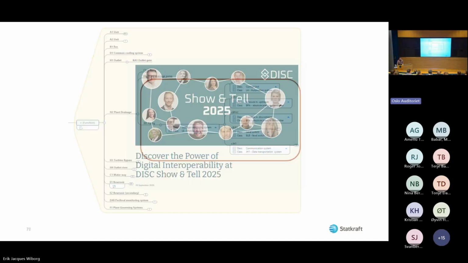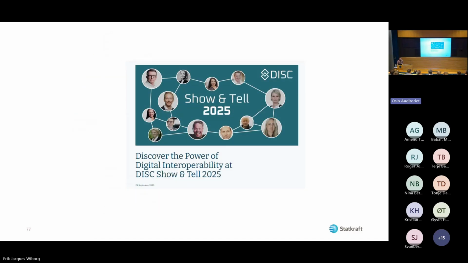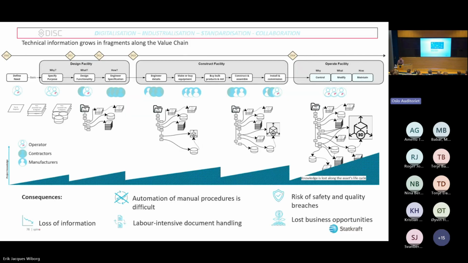Last week, I was at an oil and gas conference, Disc Show and Tell, and I saw a slide that was really, really interesting, which I thought I was allowed to share with you guys. You've probably seen something similar to this as a project or the life cycle of a system.